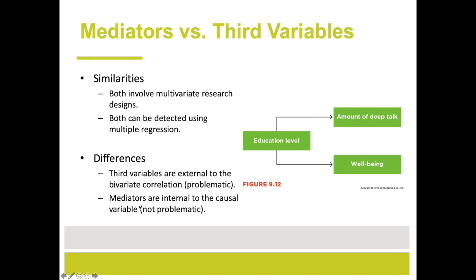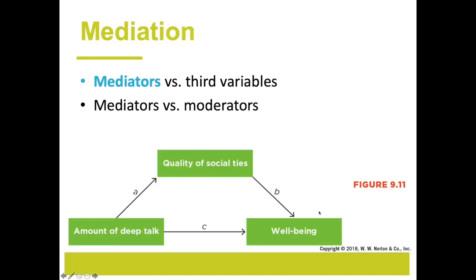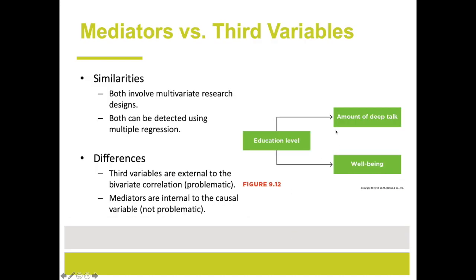Mediators, on the other hand, are internal to the causal variable. It's not problematic. So going back to this situation, the quality of social ties comes from deep talk. So it helps explain how the amount of deep talk actually impacts well-being. Whereas in this case, this doesn't explain how amount of deep talk affects well-being. Instead, it says it has nothing to do with amount of deep talk. It's just the education level that impacts both of them.